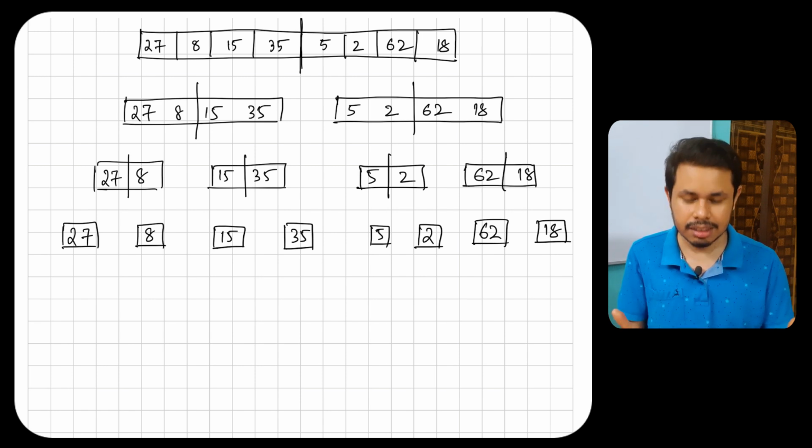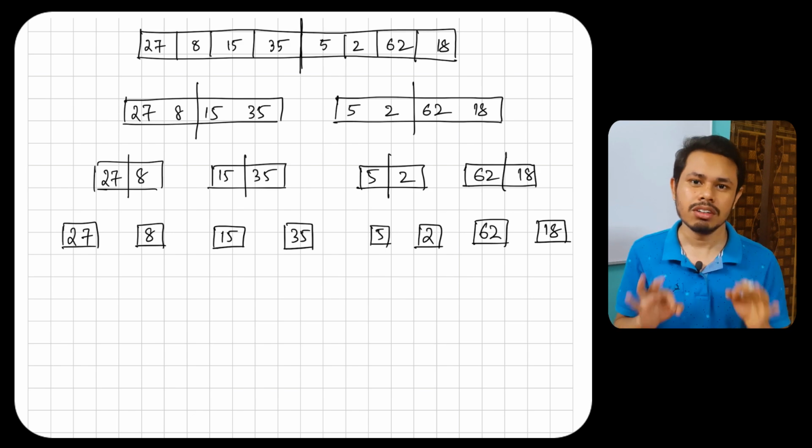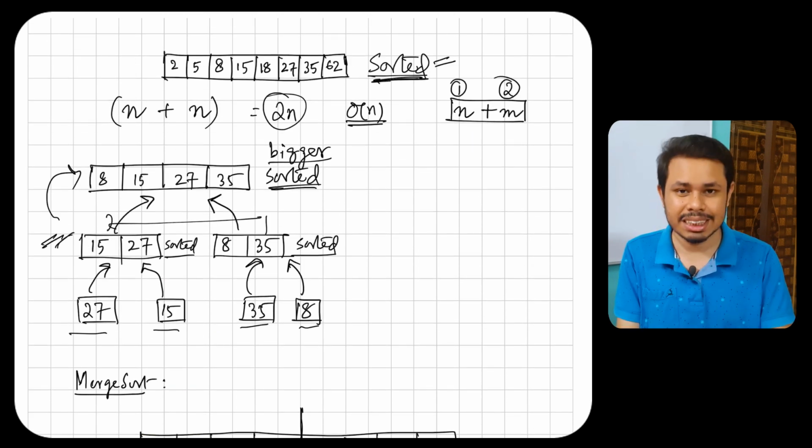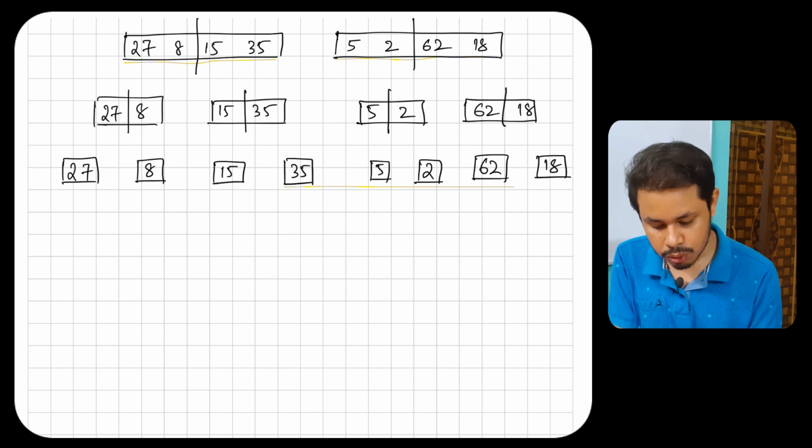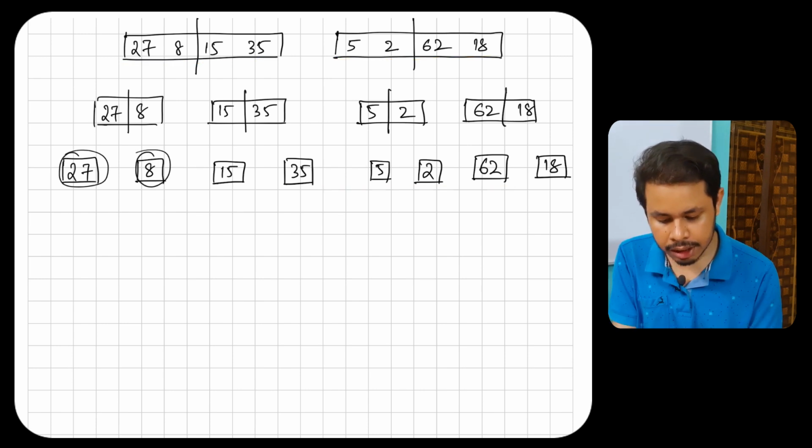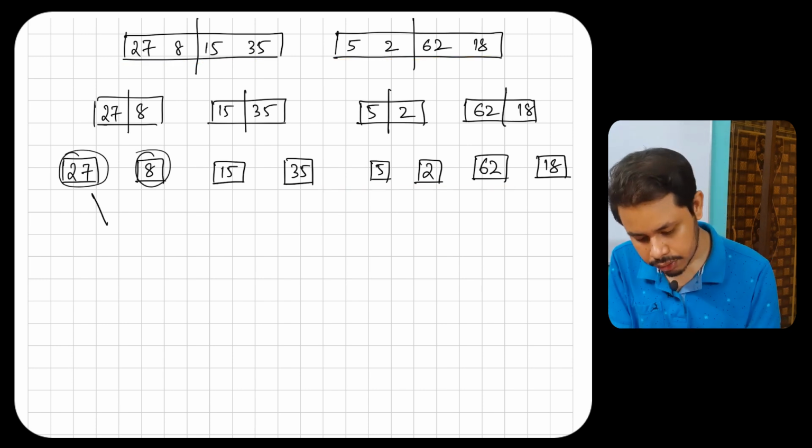Now all the elements of this array have been broken into several parts. So what can we do now? Can we do some magic here by applying the same merging technique? Yes, of course. And that is the beauty of merge sort that I already explained in this step. So let's see what actually happens. We have two smaller arrays, 27 and 8. What can we do? We can merge them together, right?